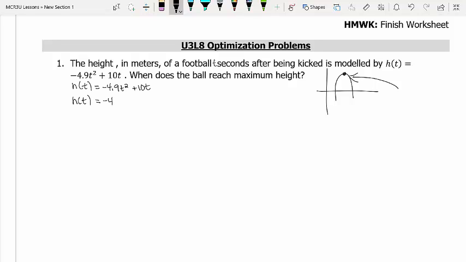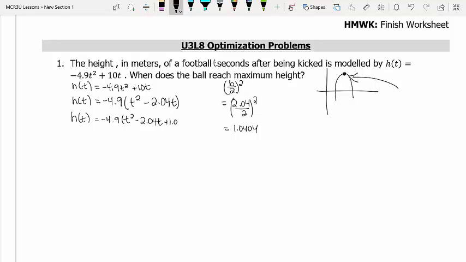So let's factor out the a value from both these terms. Now let's figure out what value we need to add and subtract inside the brackets to complete the square. So we take our b value divided by 2 and square it. Now we need to remove that added negative term through the process of distributive property. So we're going to multiply it by negative 4.9.